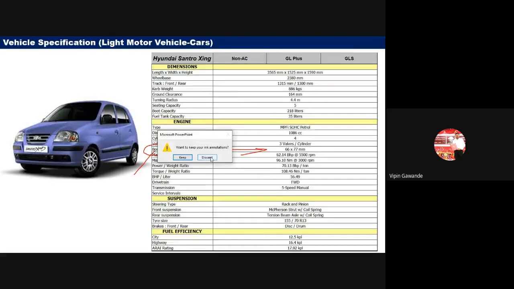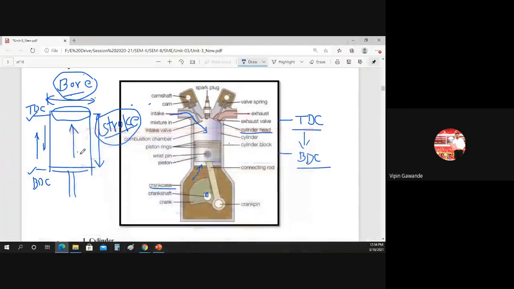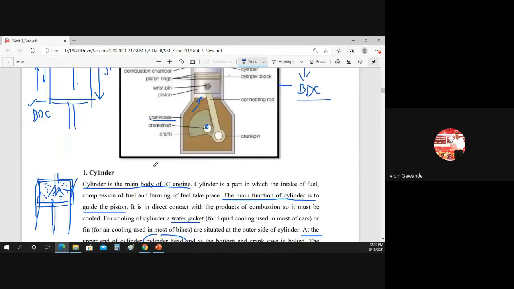Each and every specification must be known to you. You must be comfortable with all the specifications, so just remember these things. Two things are very important. This is your stroke, and this is your bore, the diameter. After that we have the cylinder head.